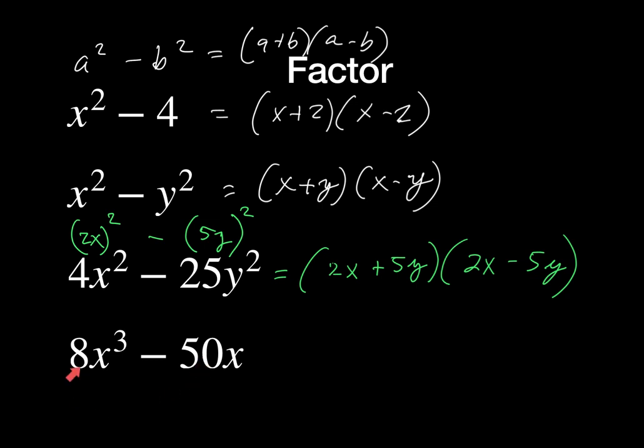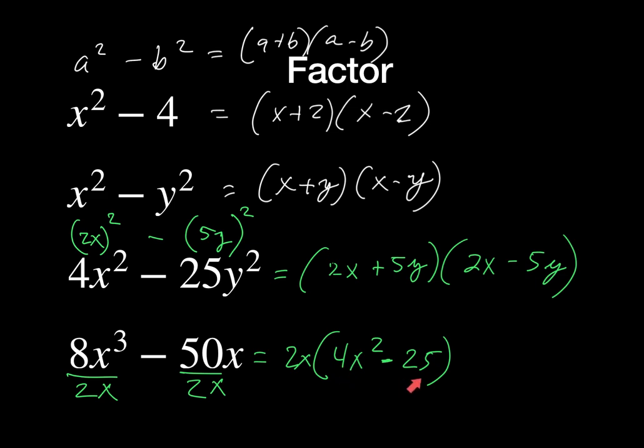Fourth one here on the page, are 8 and 50 divisible by the same number? They are. They're divisible by 2. Are x cubed and x divisible by the same thing? Yes, they're both divisible by x. So then this will be 2x times 4x squared minus 25. 8 divided by 2 is 4. X cubed divided by x is x squared. 50 divided by 2 is 25, and the x is reduced to 1.